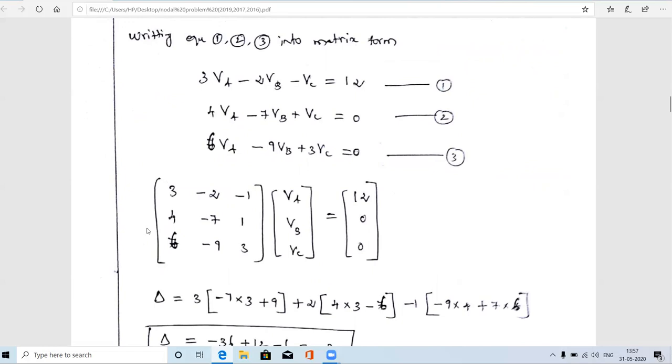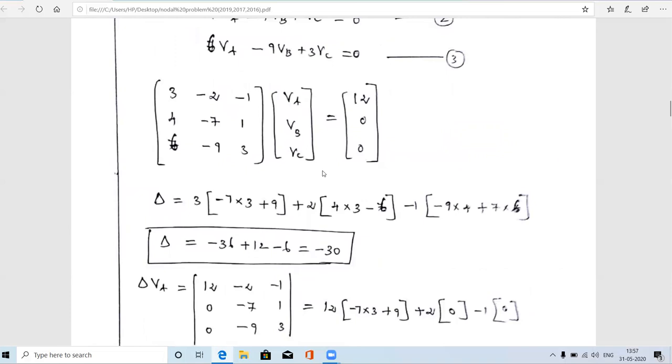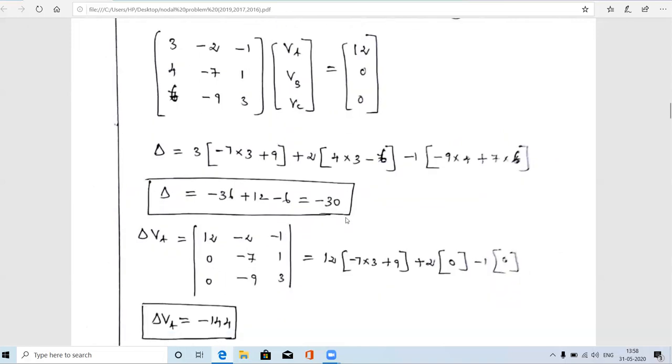So here you can write the first row: in the first equation the coefficient of VA is 3, the coefficient of VB is minus 2, the coefficient of VC is minus 1. Similarly, in the second equation, the coefficient of VA is 4, VB is minus 7, VC is 1. Similarly, for the third equation, the variables VA, VB, VC equal the constants 12, 0 and 0. From this, we have to find the determinant value. For this 3 by 3 matrix, we calculated the determinant; it is minus 30.